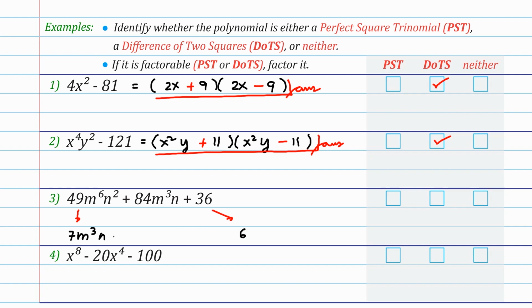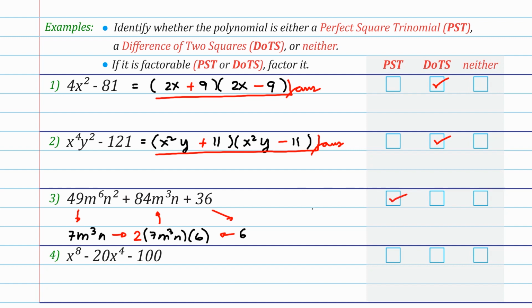Now, hindi pa tayo tapos. Check pa natin yung middle term. Let's cross our fingers. How do we do that? Is it double the product of these two square roots? So let me write 7m cubed n times 6. Okay, ito ba equal doon? Subukan natin. 7, variables muna tayo para exciting. M cubed n, pareho. Now, the number 7 times 6 is 42. 42 times 2, it's 84. Yeah, baby. It is a PST.